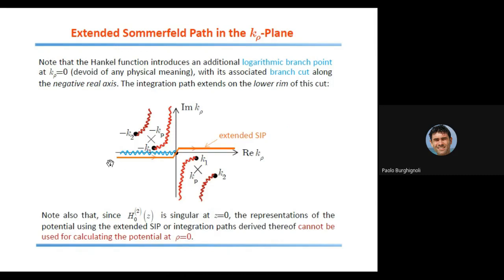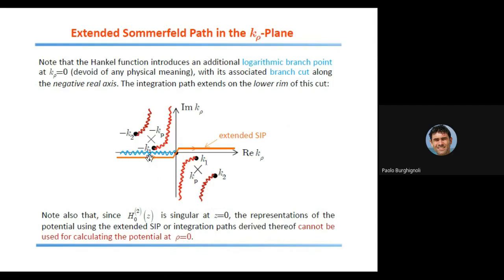Note that I have drawn this extended Sommerfeld integration path in this way in order to emphasize that on the negative real axis, the path should run along the lower part of the negative real axis. That is because the introduction of the Hankel function has produced the occurrence of an additional branch point at the origin and the associated branch cut, which runs typically along the negative real axis. This branch cut has no physical meaning. However, we must avoid crossing it. So the integration path will run on the lower side of the wiggly line here.